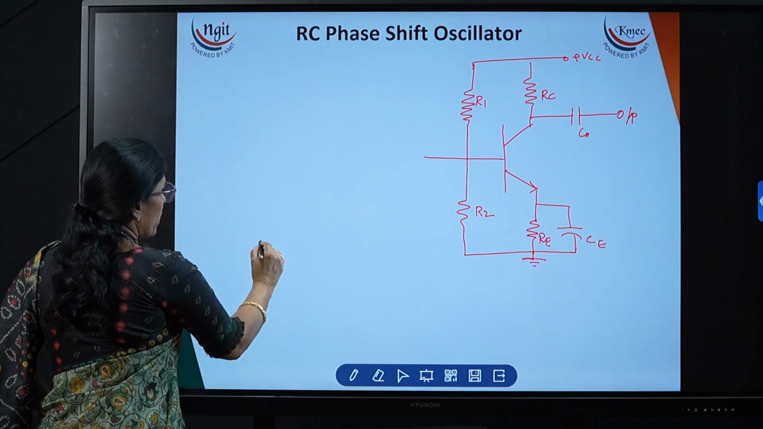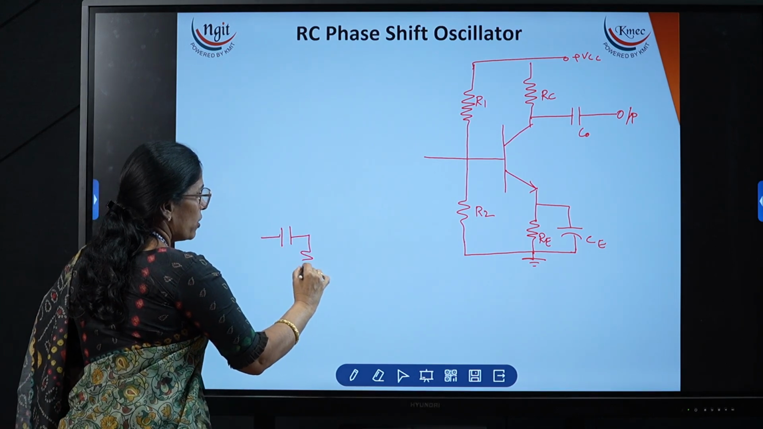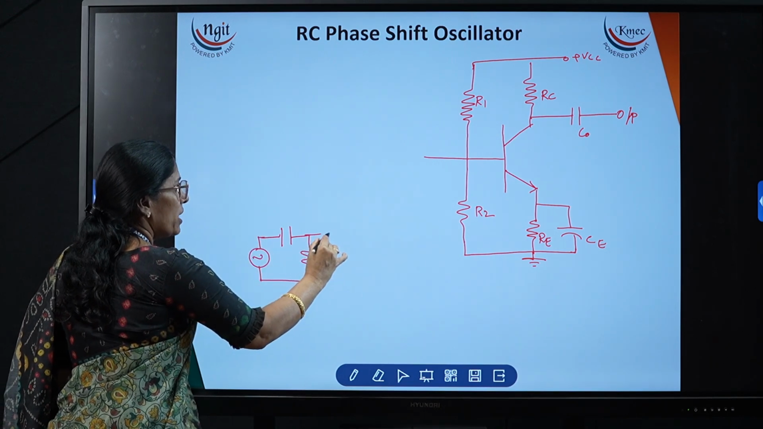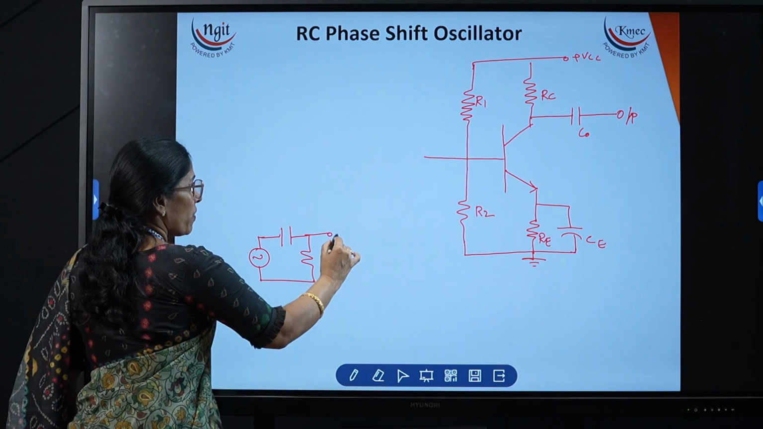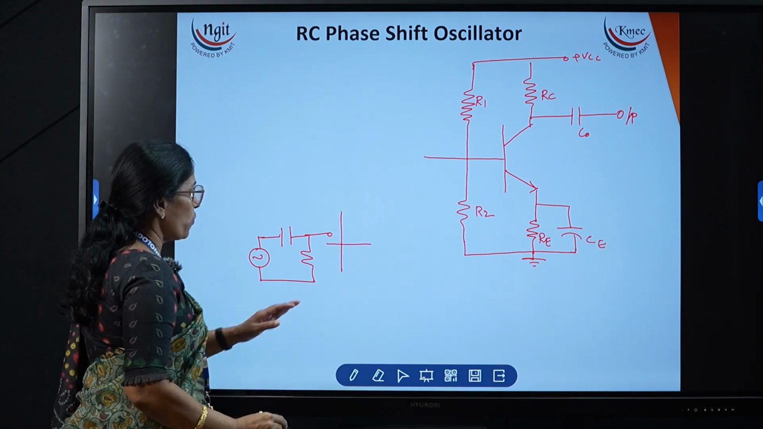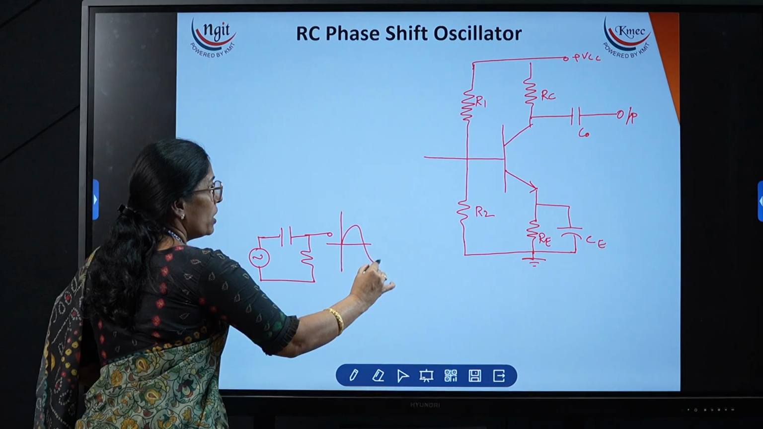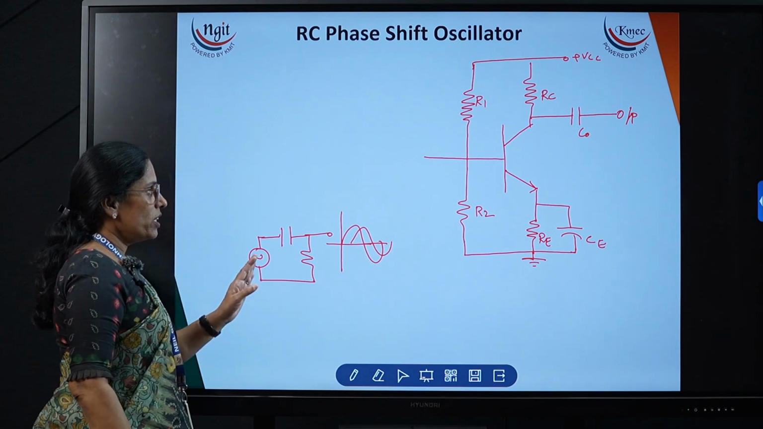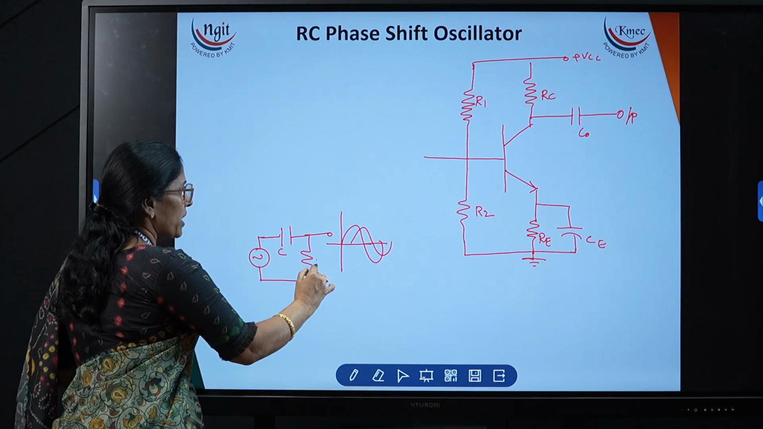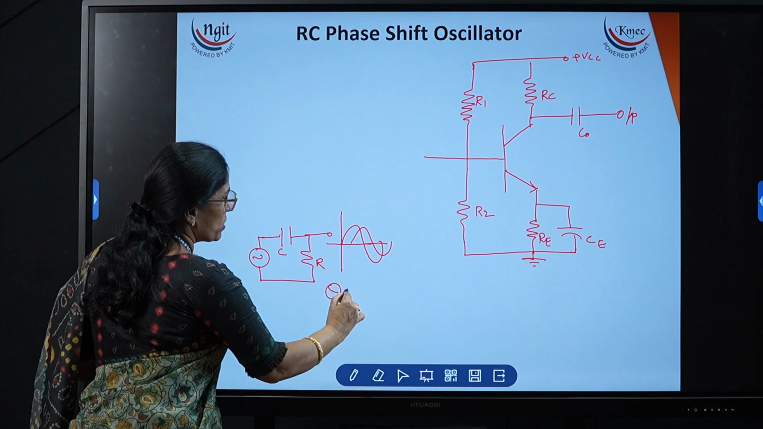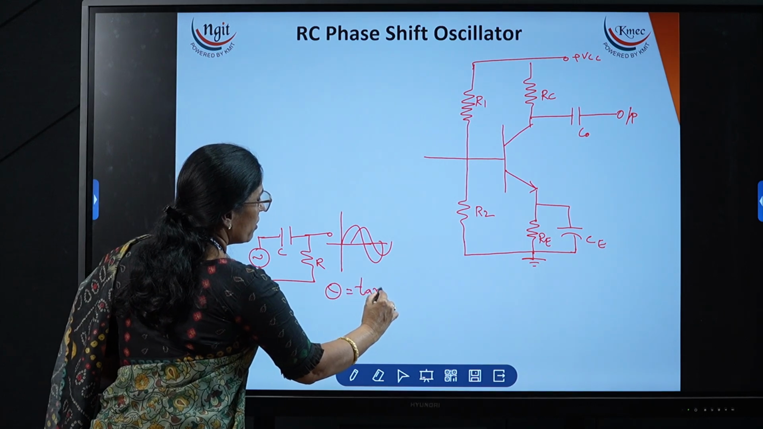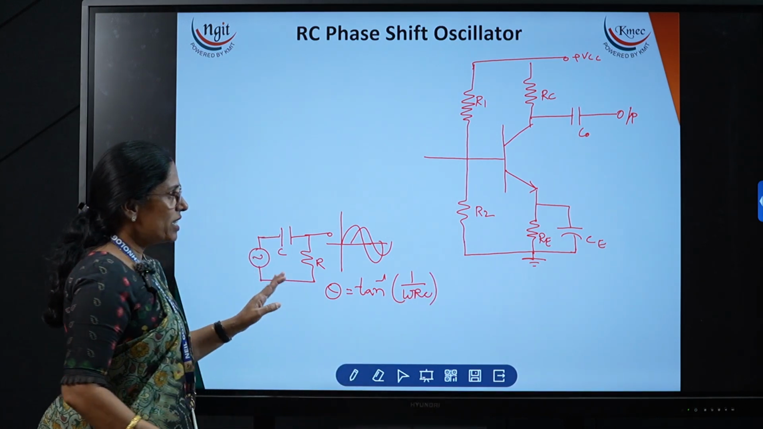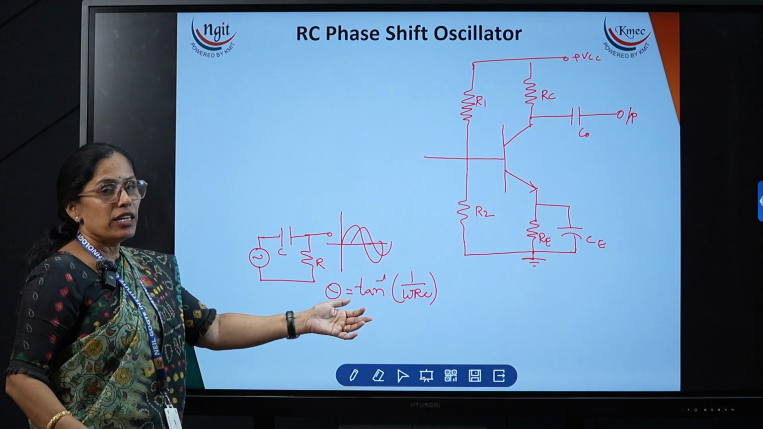If I take one R and C, two components, and I apply a sine wave to this circuit, and I take the output over here, then it will give the 90 degrees phase shift. If this is my input, then at the output I will get a 90 degrees phase shift like this. So this RC will produce the 90 degrees phase shift. That phase shift we can calculate by using theta is equal to tan inverse 1 divided by omega RC. This is how we can produce the 90 degrees.